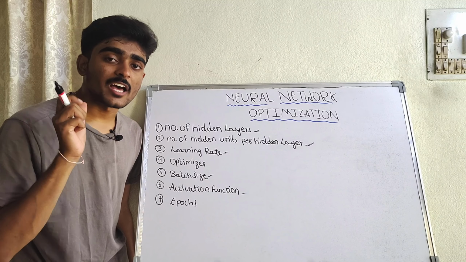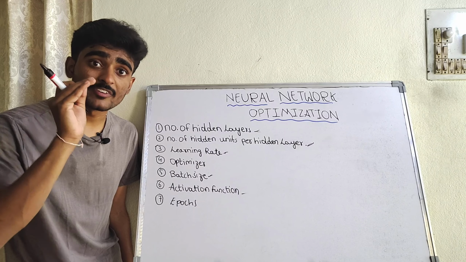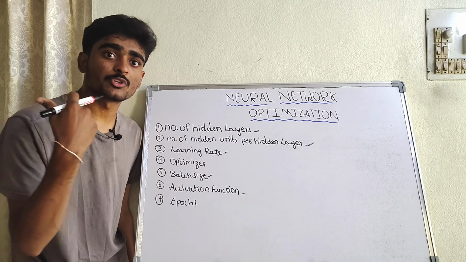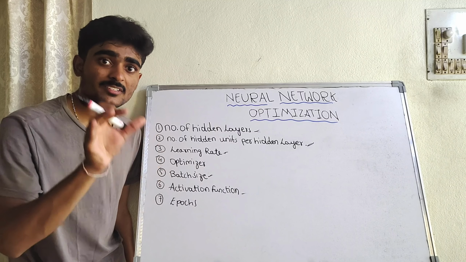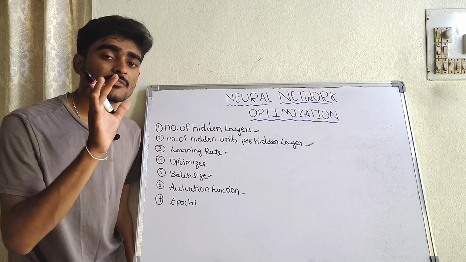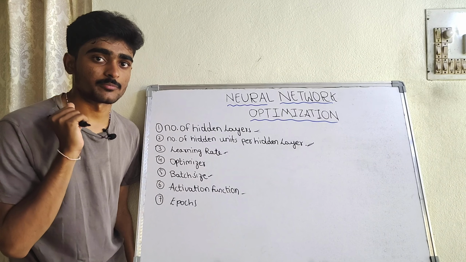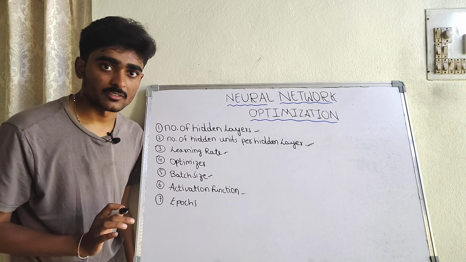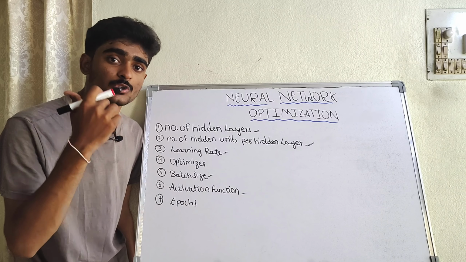What are these hyperparameters? Hyperparameters are nothing but variables which are given by the user to an artificial neural network. This is the basic definition of a hyperparameter. Now our second question is how many hyperparameters are actually present.